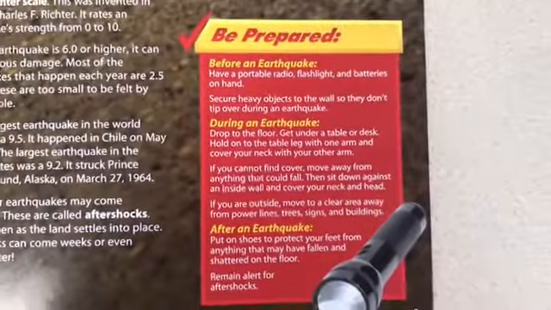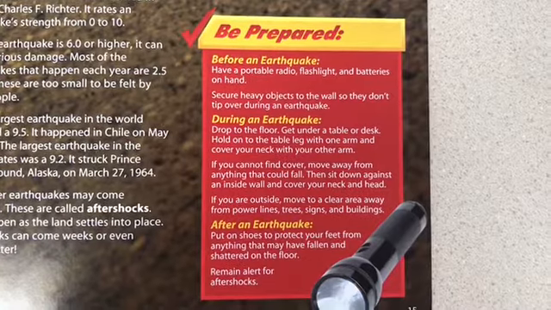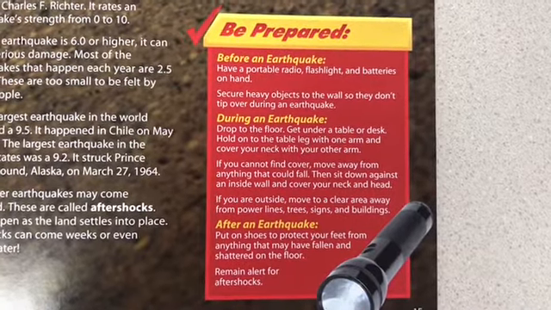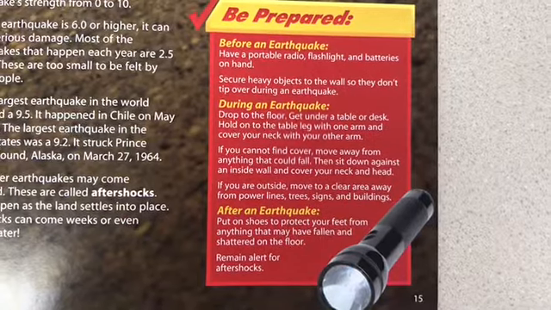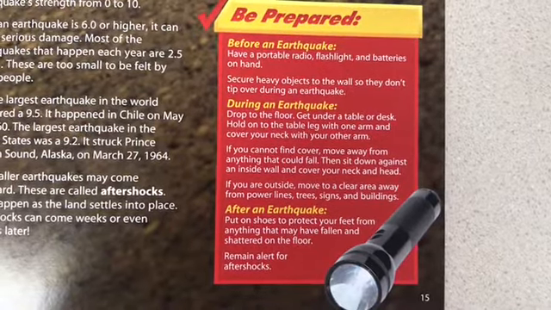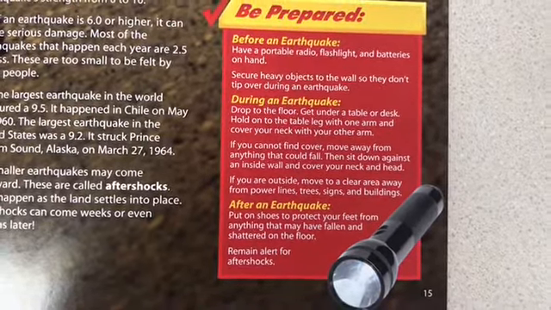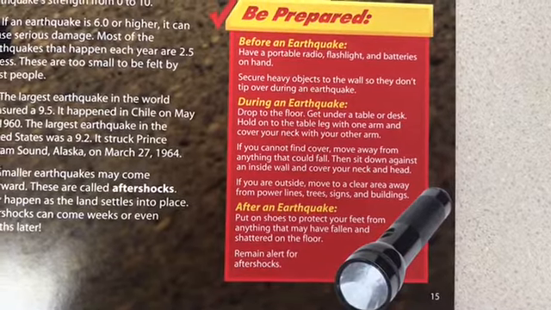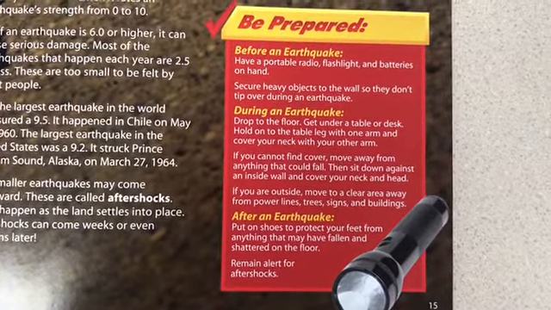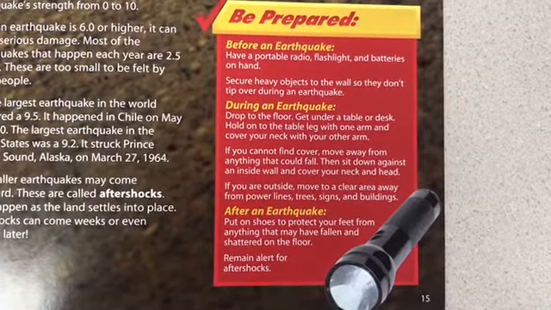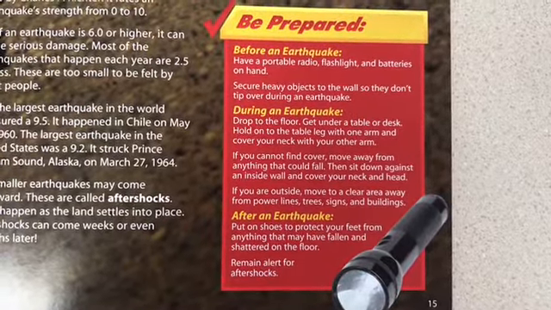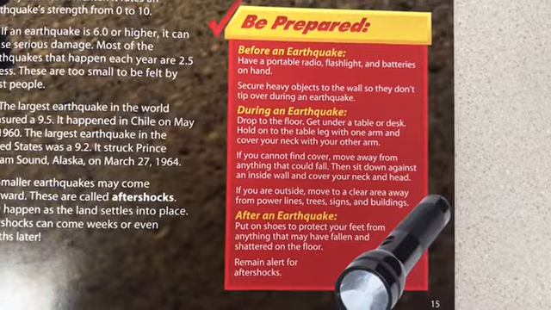Be prepared. Before an earthquake, have a portable radio, flashlight, and batteries on hand. Secure heavy objects to the wall so they don't tip over during an earthquake. During an earthquake, drop to the floor, get under a table or desk, hold onto the table leg with one arm, and cover your neck with your other arm. If you cannot find cover, move away from anything that could fall. Then sit down against an inside wall and cover your neck and head.